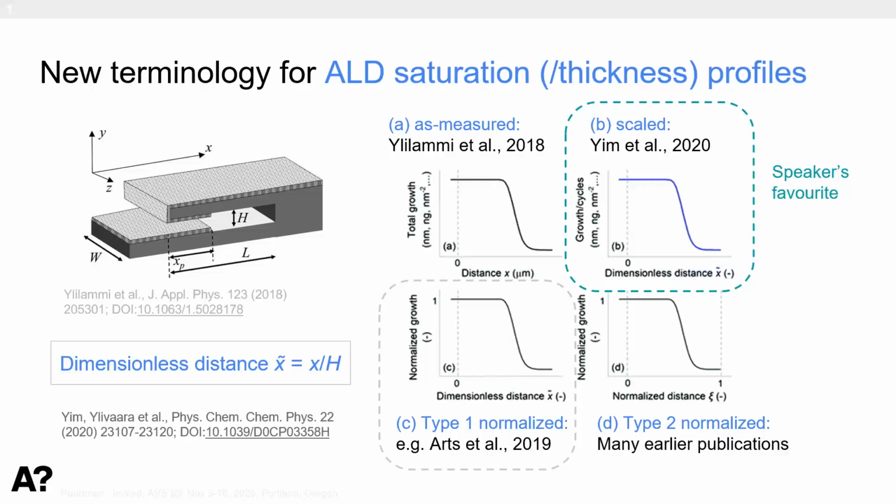And when it's presented this way, then you can make the assumption that you are looking at the surface coverage actually, and that helps in some modeling. I'll come back to this Arts et al. method that uses this exact way of presenting the saturation profile.